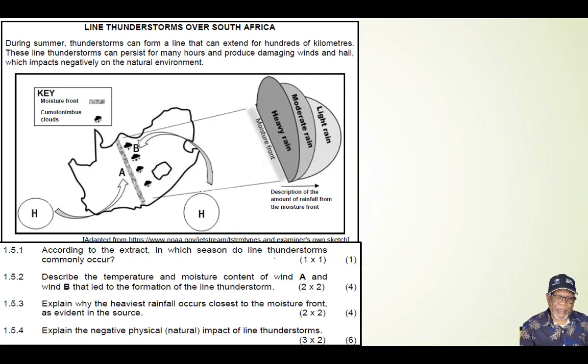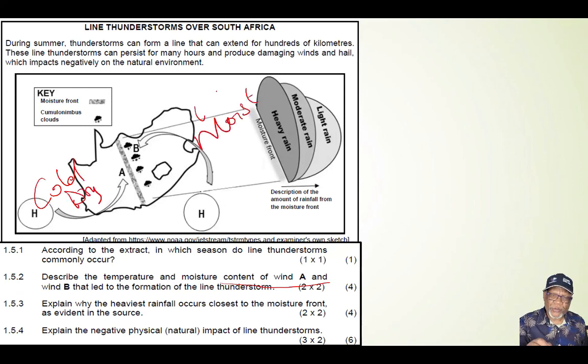And now describe the temperature and moisture content. This one is cold and dry. This one is warm and moist. Because it's warm, there's going to be more evaporation. That's why it gets moist. This one is cold. Because it's cold, there's going to be less evaporation. That is why it is going to be dry. So those are the characteristics.